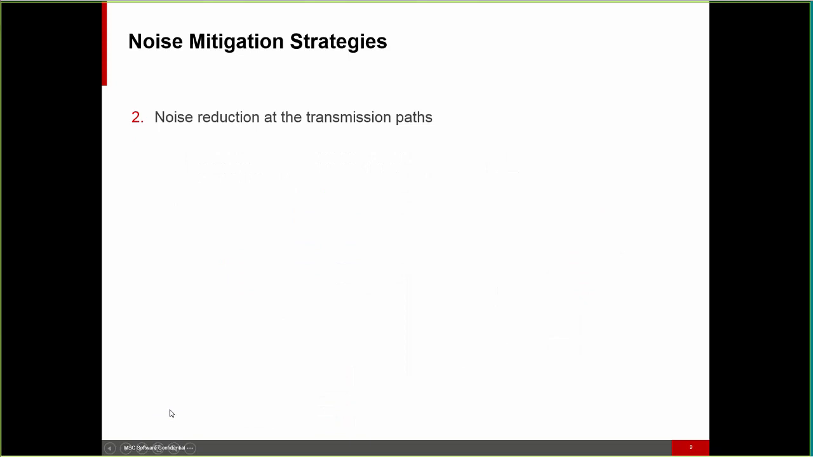The second strategy of noise reduction is through the modification of the transmission path. There are two noise transmission mechanisms. Noise can be transmitted through airborne path or structure-borne path.